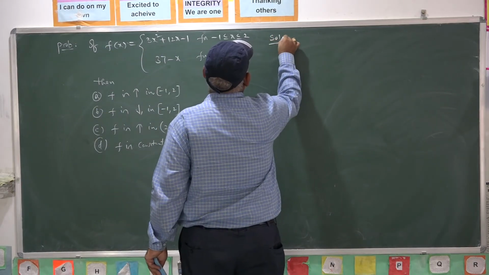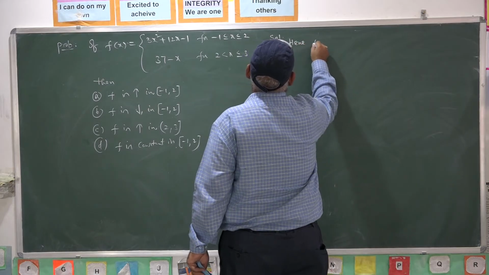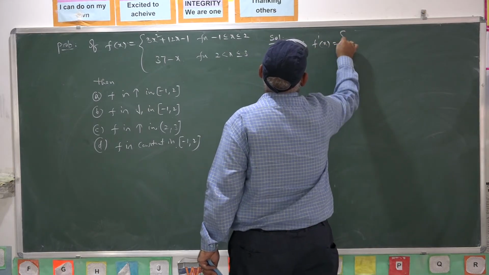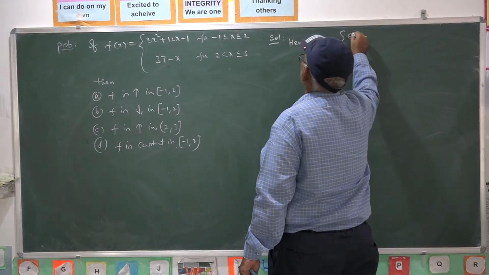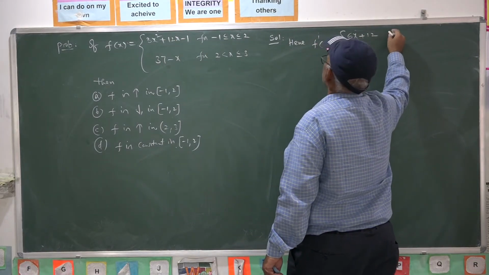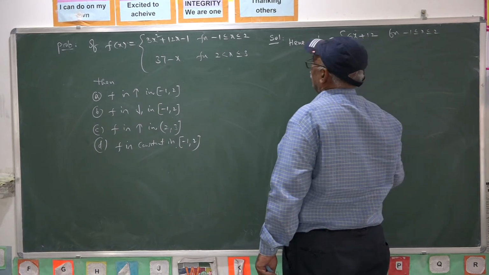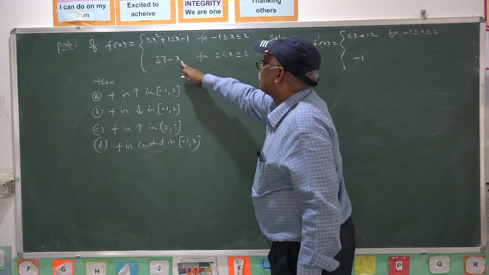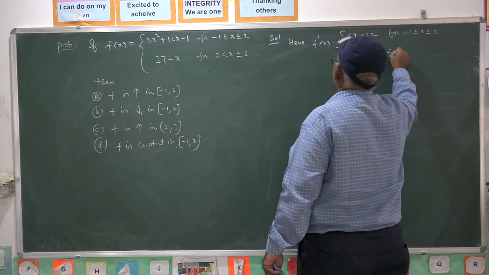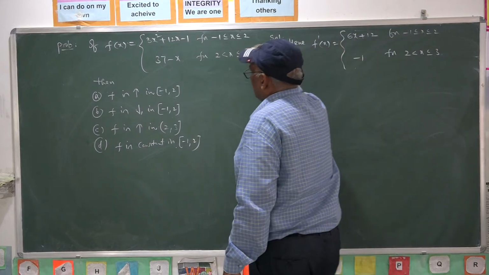So, let us consider f dash x here. Differentiating this one, we get 6x plus 12. This is for -1 is less than x is less than or equal to 2, and the derivative of 37 minus x is -1 for 2 is less than x is less than or equal to 3. That is the derivative of the function.